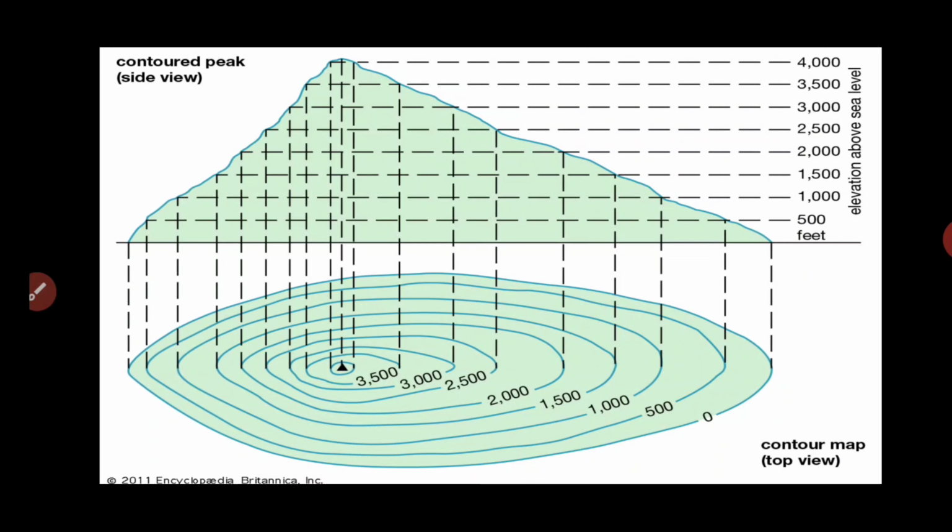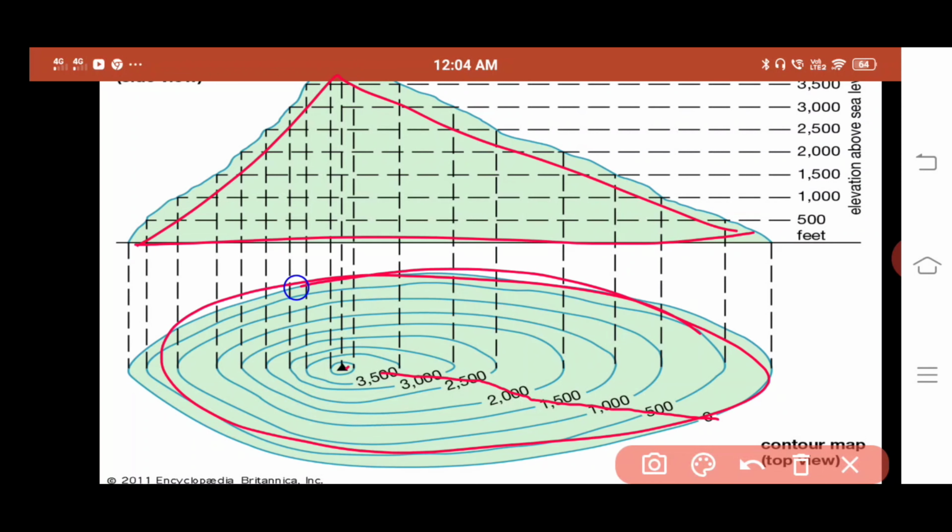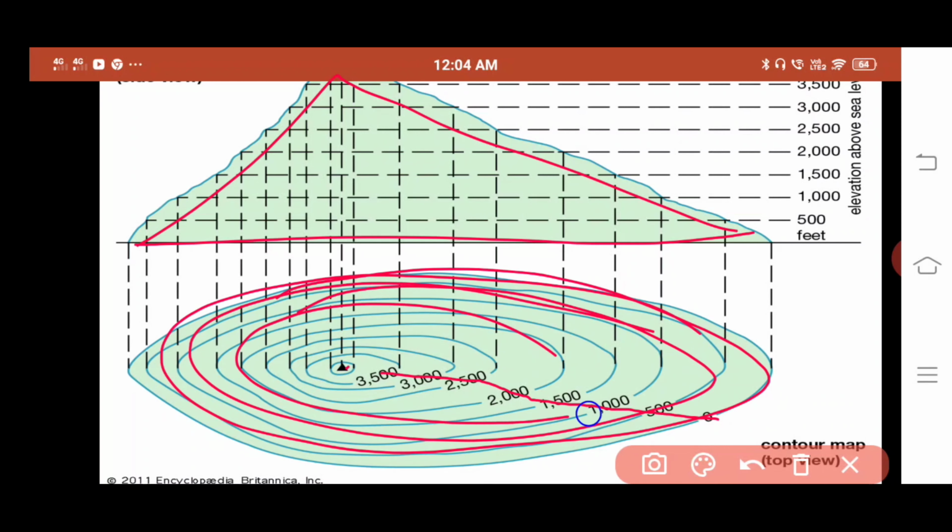Here the lines are drawn on the map joining places of the same height. Understood? They drew the same height. For example, from sea level they drew 500, so 0 to 500, 500 to 1000, 1000 to 1500, 2000, 2500, 3000, 3500 and the center. So they showed this flat surface area. Instead of showing the high place, they showed this area with flat contour lines.